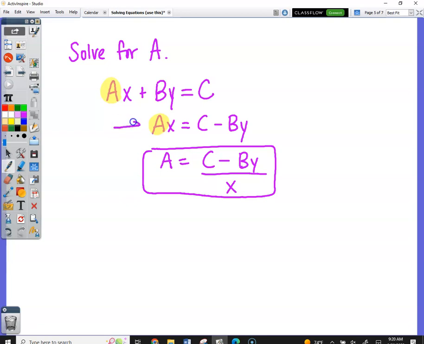Now, if you stop here, don't write this on your paper because I'm about to erase it. But if you stop here, if you said, "Oh, that's my answer," you didn't get A by itself. So be careful. If you need a highlighter during the test, I don't care. That's fine. Make sure whatever letter I say to get by itself is what's by itself, before you say you're done. Okay. Let's do one more.